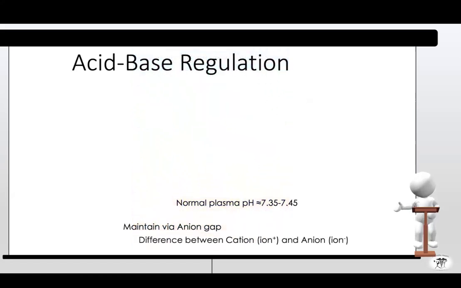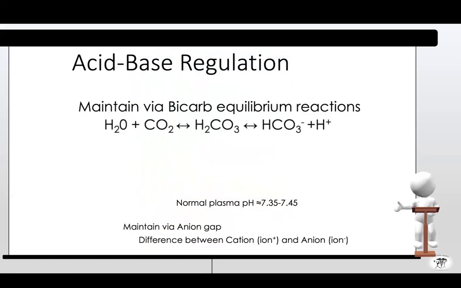We start looking at this acid-base regulation. What we're really trying to do is, once again, maintain that normal pH, 7.35, 7.45. And this is done through maintaining what's referred to as the anion gap. That's the difference between the cations, the positive charged ions, and the anions, the negative charged ions within the plasma of the blood. Most of this is done through the regulation of the bicarb equilibrium reaction.